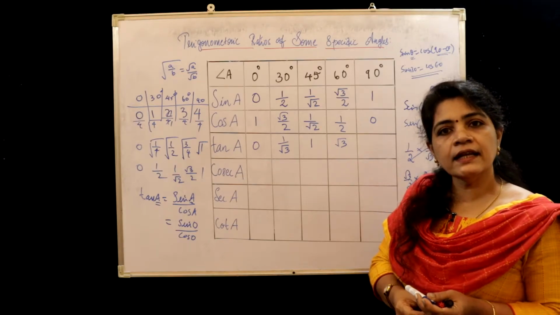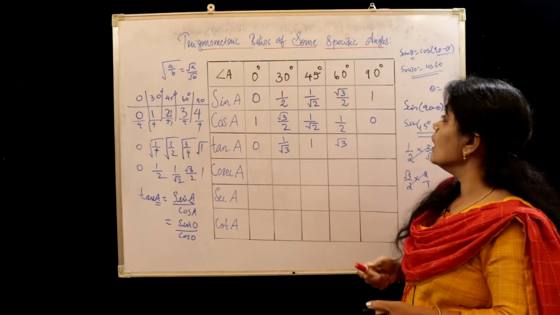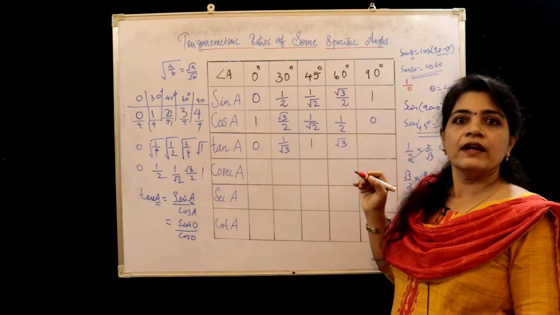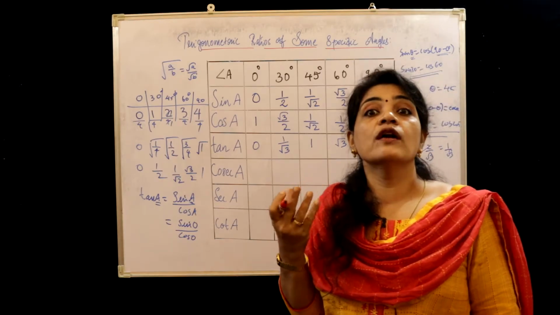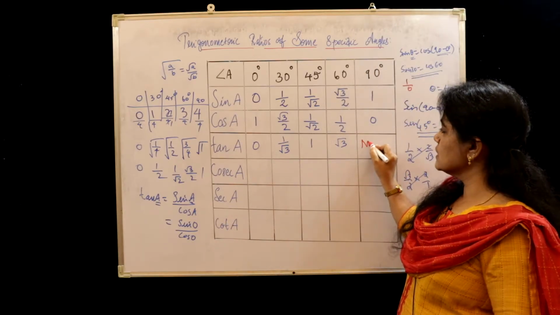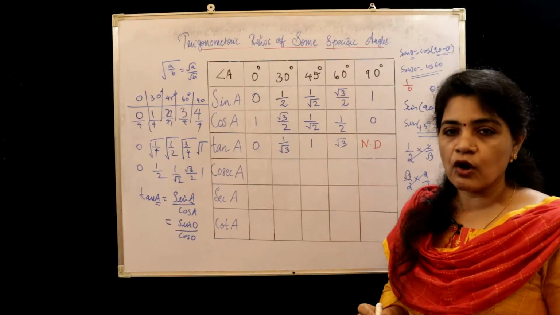And what is tan 90? That is sin 90 divided by cos 90. What is sin 90? 1, and divided by 0. What is 1 by 0? When the denominator is 0, the division is not defined. So the value of tan 90 is not defined.